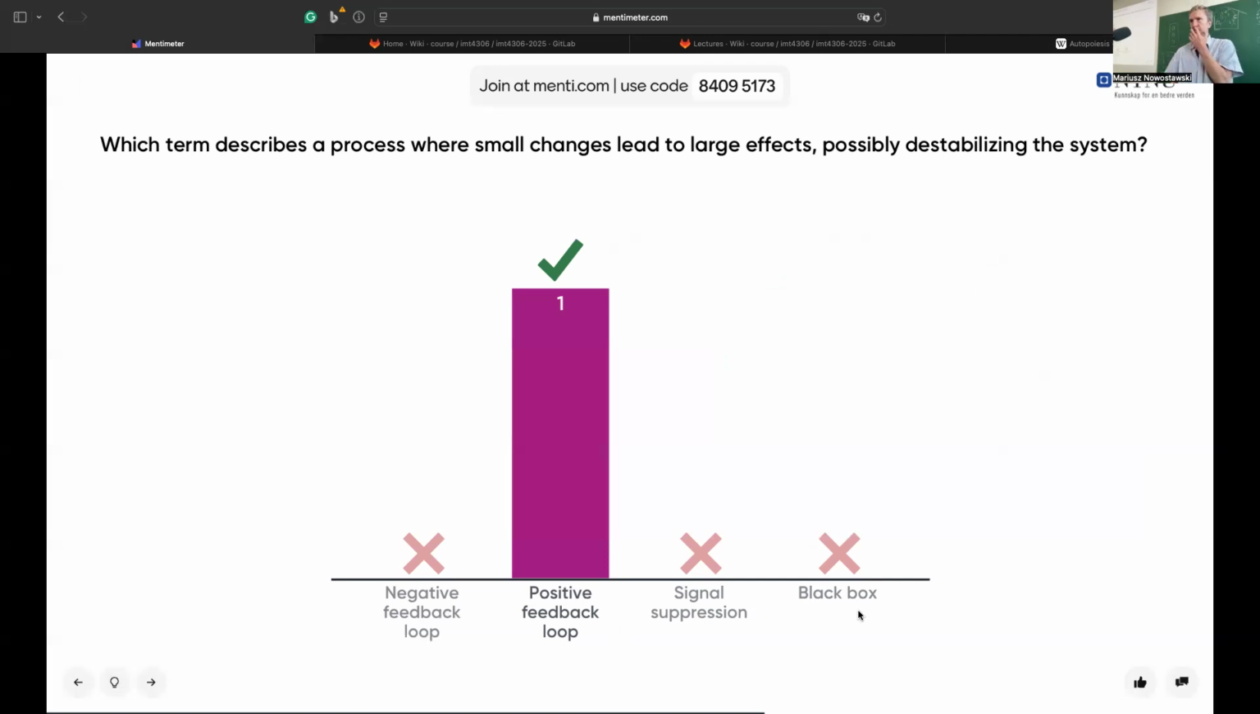What is black box? That's right. So black box controllers basically treat what they are trying to control as a black box. So they don't know why the system reacts a certain way, right? So they are kind of open.